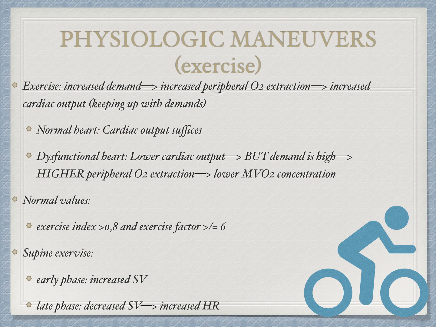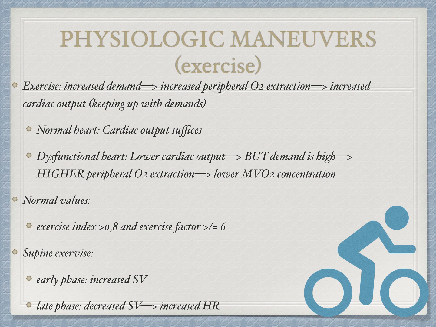Remember that exercise increases demands. This increases peripheral oxygen extraction, increasing cardiac output. Cardiac output has to increase to keep up with demands. In normal hearts, cardiac output suffices. In dysfunctional hearts, the lower cardiac output has a problem because you have to keep up with the demands, which are high. This means a higher peripheral oxygen extraction, meaning a lower mixed venous oxygen concentration.